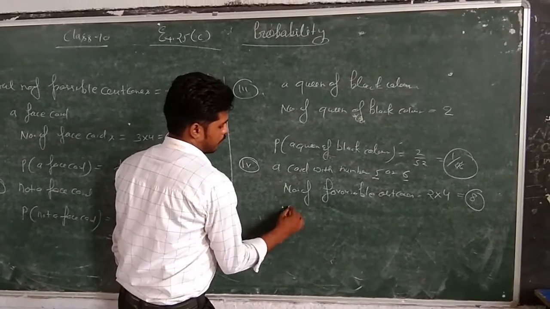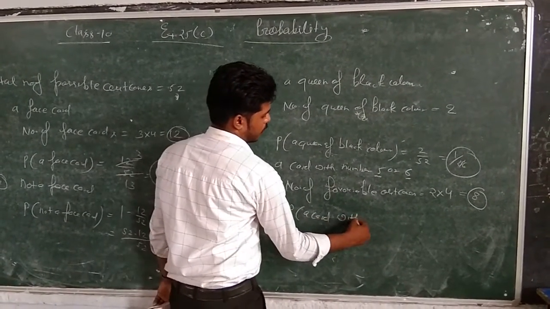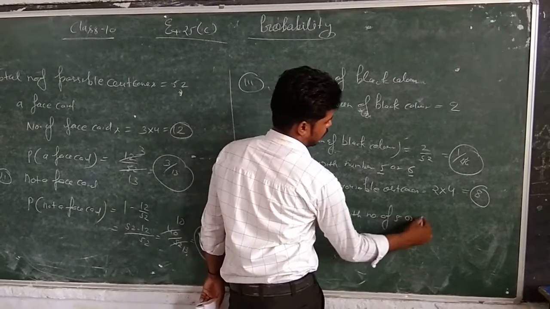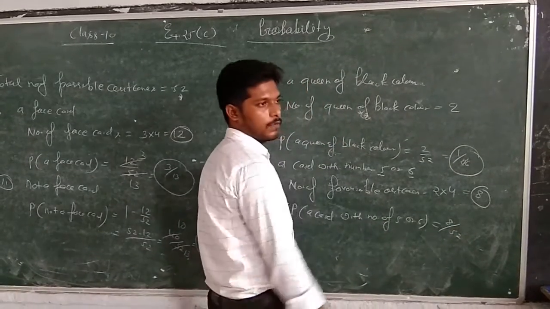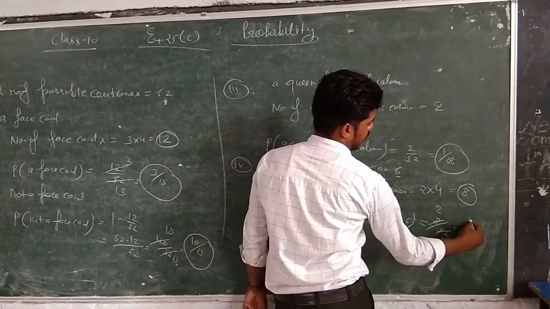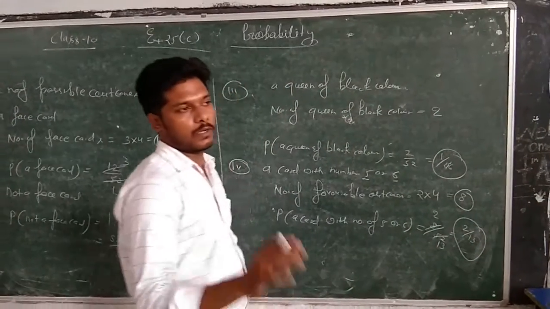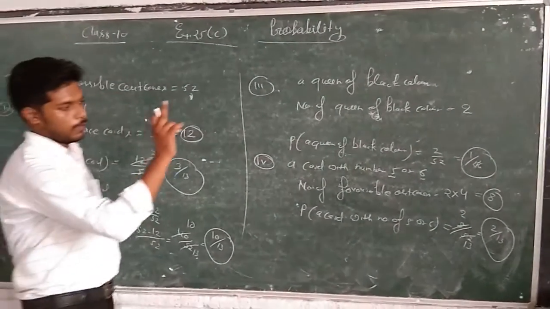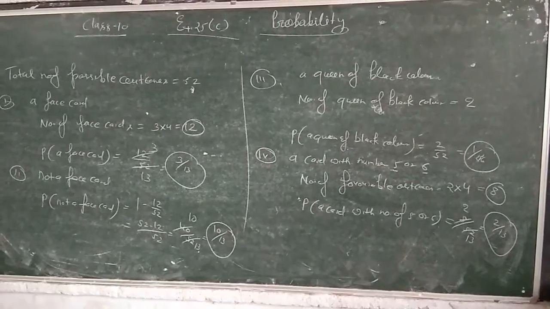So P, a card with number 5 or 6, is 8 divided by 52. Convert it into the smallest form, divide by 4, to get 2 upon 13. It means in every group of 13 cards you will get 2 cards, and out of them there will be 1 card of 5, or 6.